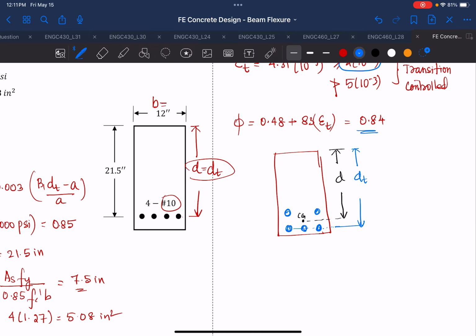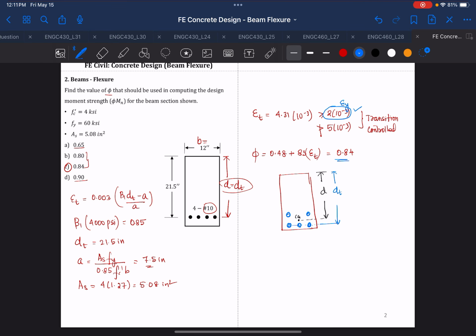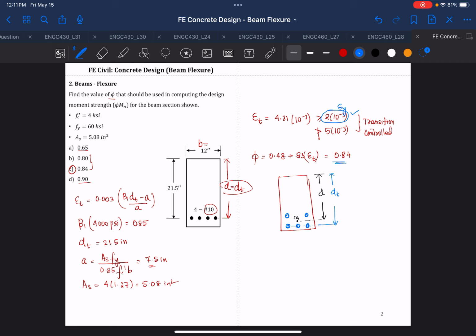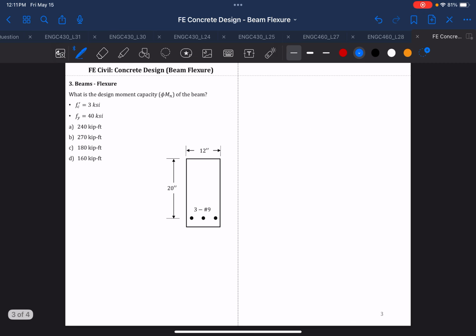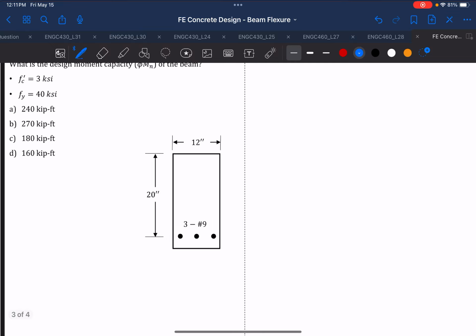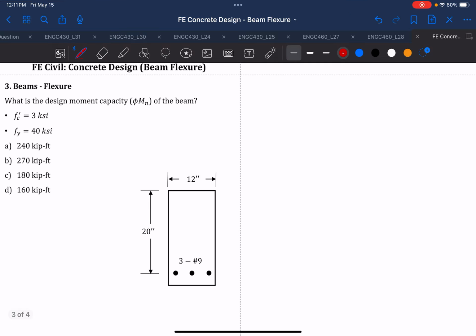In this case, the reason d and dt are the same is because we have only 1 layer of steel. Okay, so that is about beam flexure. And then let's do another example. In this example, you were asked to find what is the design moment capacity. In this case, design moment capacity means the strength provided by your concrete. So phi Mn is phi, we need to know what is phi, and we have to calculate what is Mn.